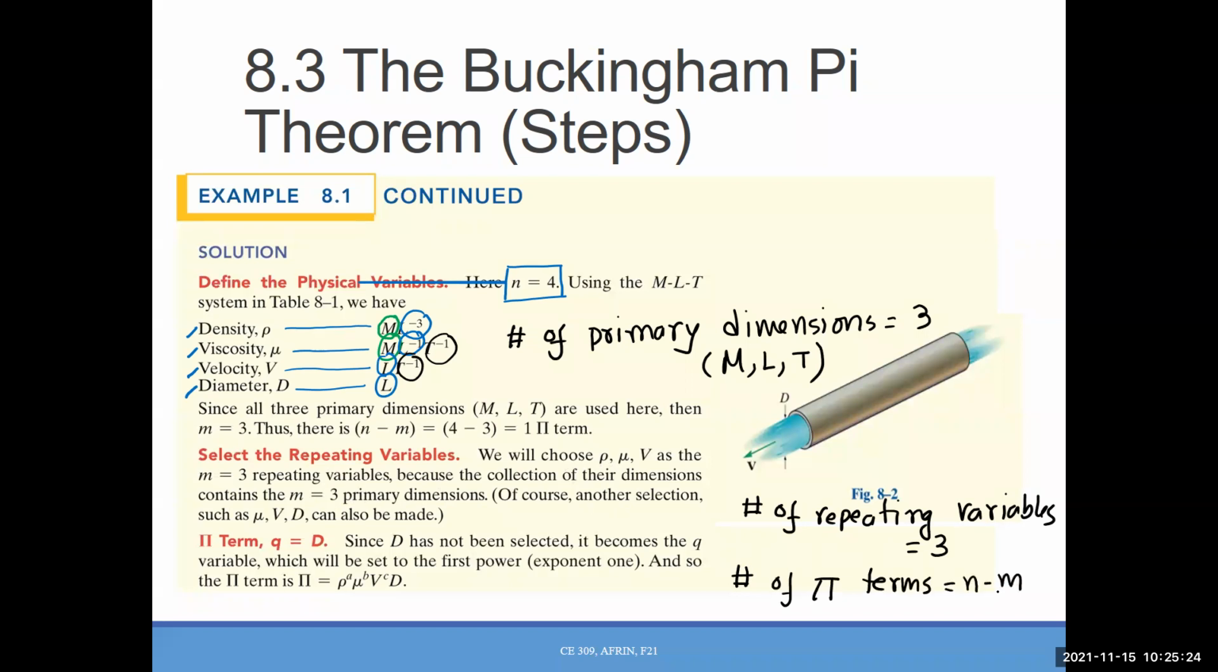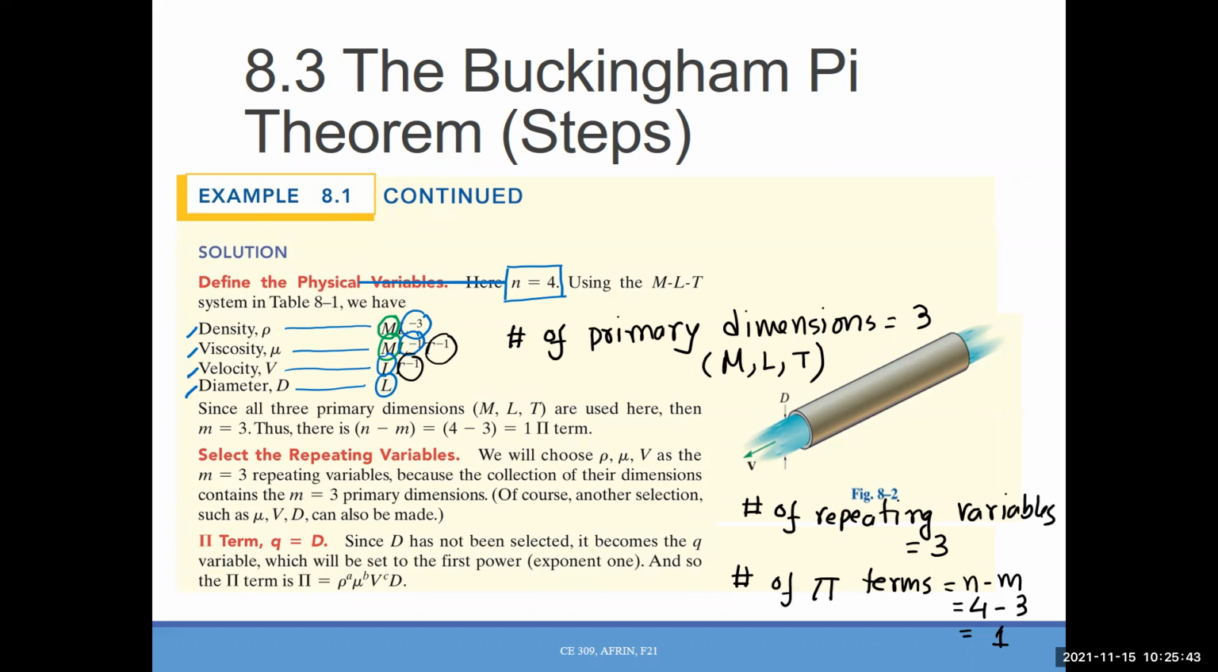N minus M. So we have N 4, M 3. So how many number of pi terms we will have? Just 1. So we started with 4 variables, and once we are done with all the calculation, we will have just 1 variable.